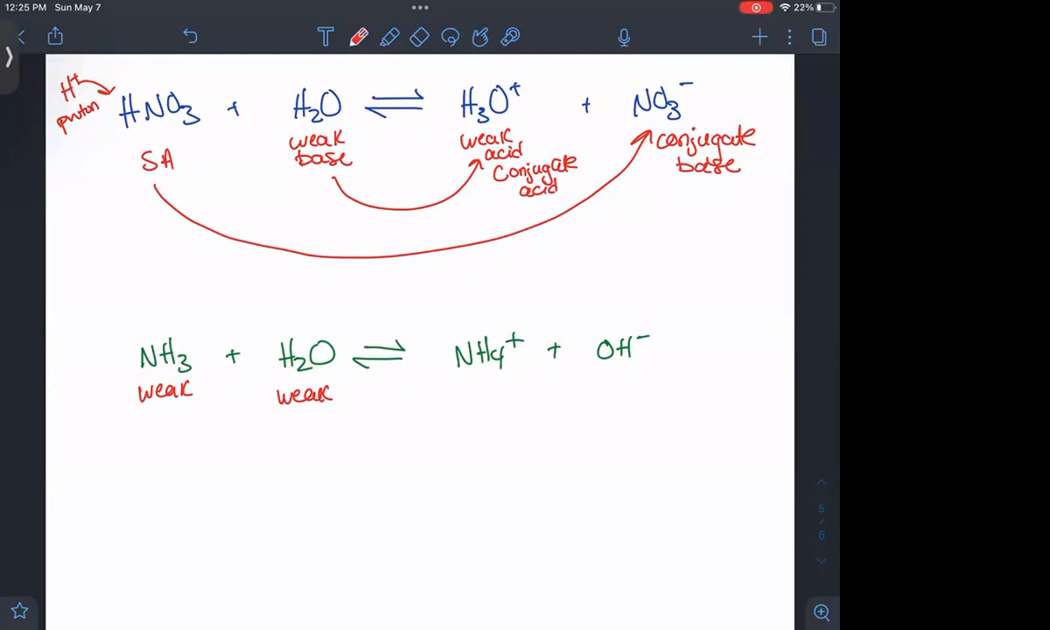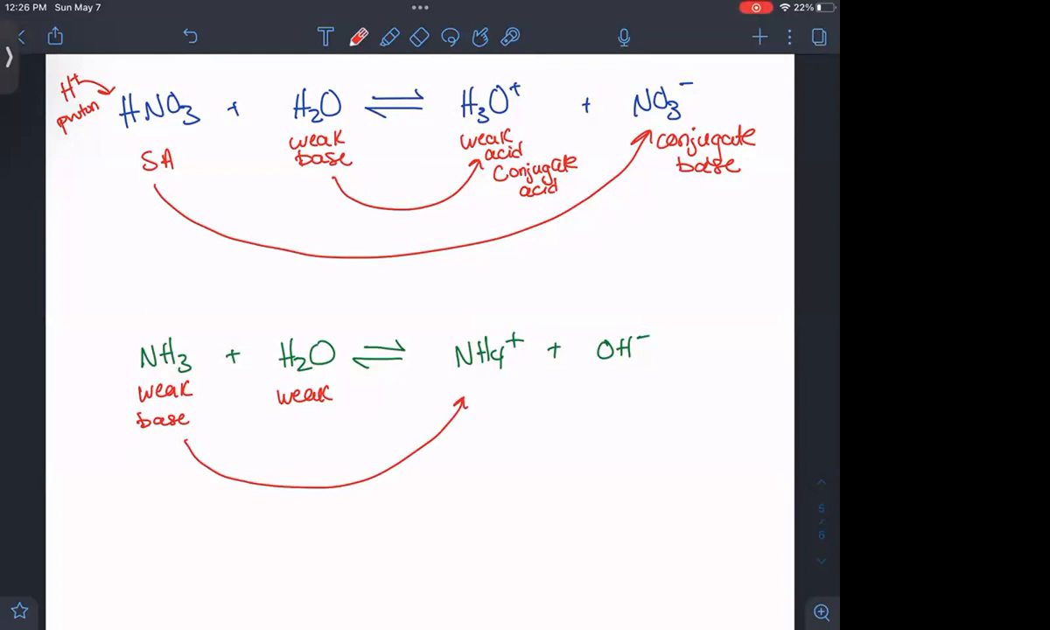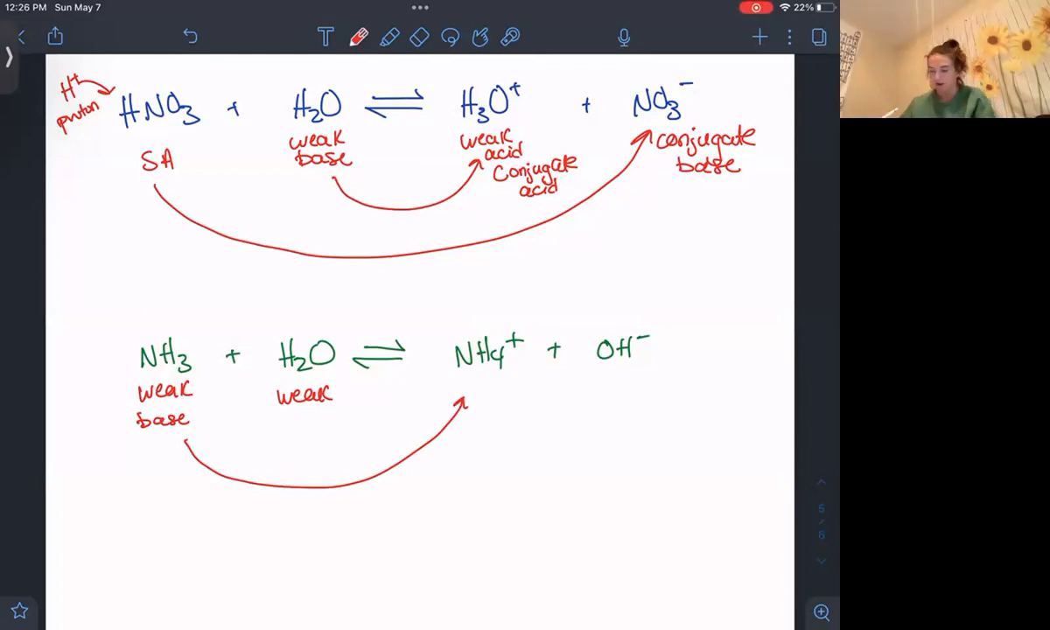So if that gained a proton, what does that mean it is? That's the base, right? So your NH3, the thing that's gaining the proton, is going to be your base. Your NH3 is a proton acceptor. So that's your weak base, making your NH4 plus what? Conjugate acid. Yep, awesome, great job. This is going to be your conjugate acid.